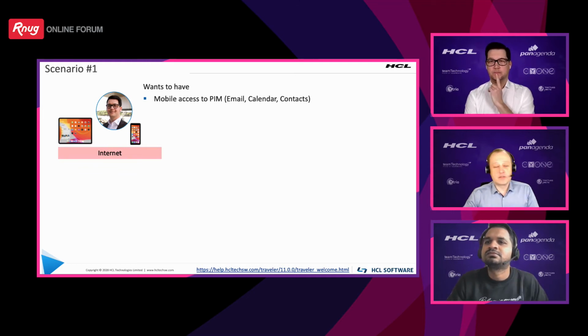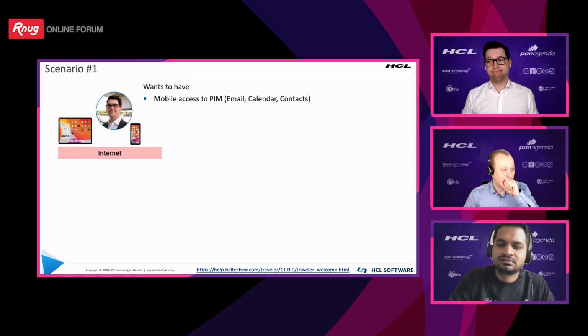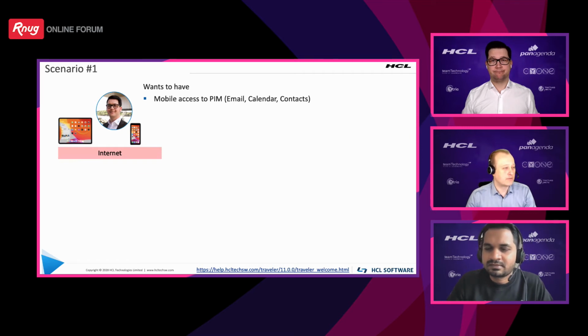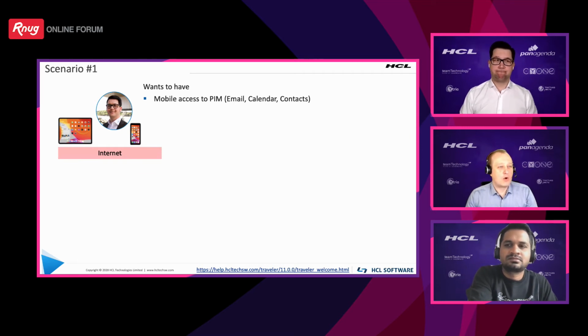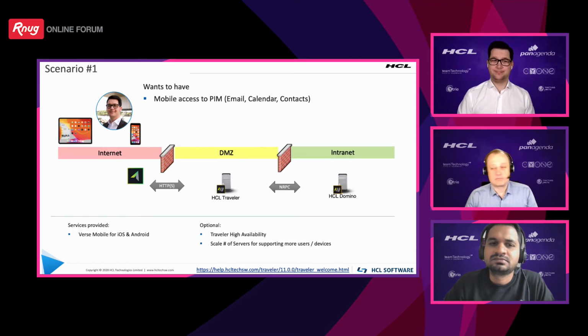The only problem is these devices, when you are on the road, they're not connected to your enterprise. They are connected to the internet. And so how can you actually connect back to your corporate environment? Well, what can the IT team do? We can of course run this type of setup.